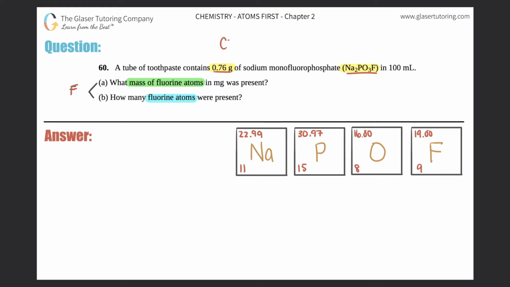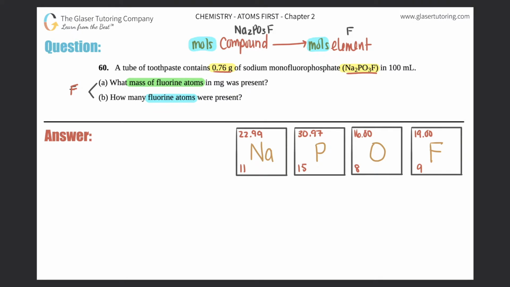Just know that you can always go from a compound to an individual element by only one unit. I'm going to make a little room here. There's only one unit that you could convert from a compound to an individual element. So in this case, Na2PO3F to just fluorine. What is that unit? We can only convert from moles of a compound to the moles of the individual element. All right? So we got to have moles to moles.